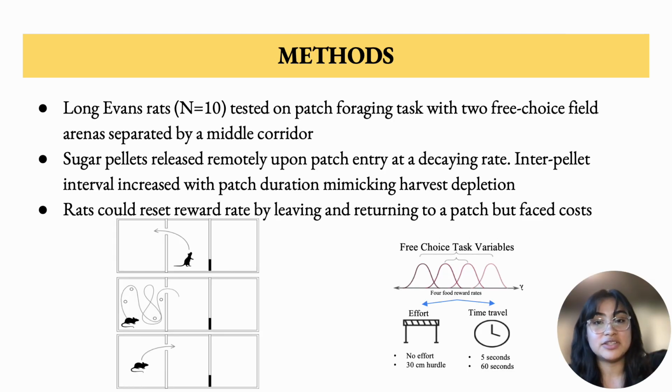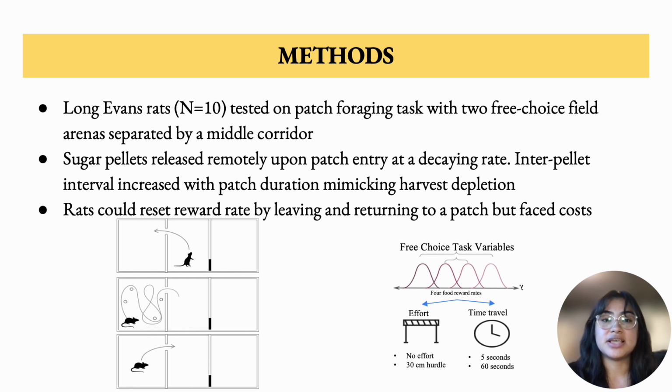Utilizing 10 Long Evans rats, we employed a patch foraging task with the presentation of 2 free choice arenas separated by a middle corridor. Shown here at the very bottom, you can see the 2 arenas to the left and the middle corridor in the middle. It's important to highlight that these were free choice, meaning that the rats could, at their own discretion, pick whether to enter patch 1 or patch 2, when to leave and when to come back.